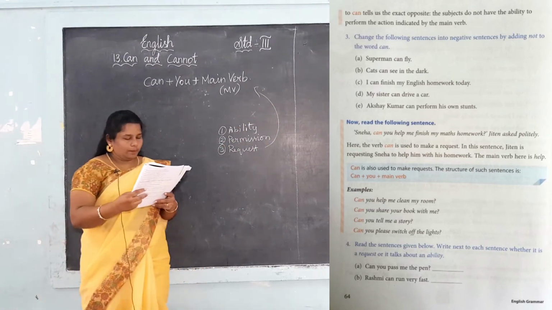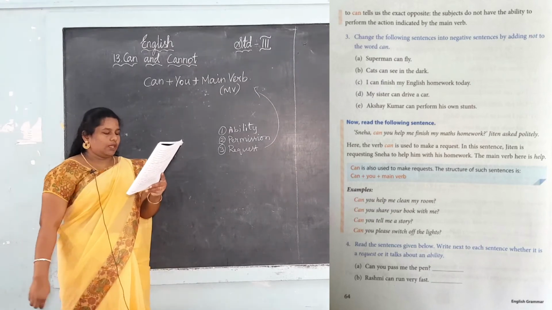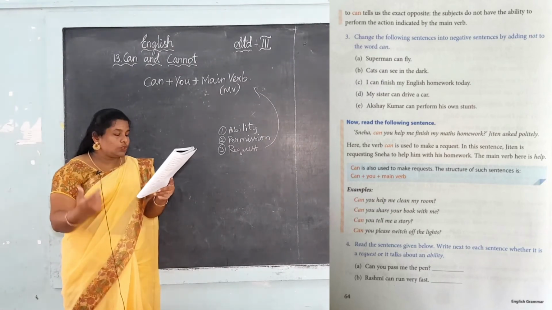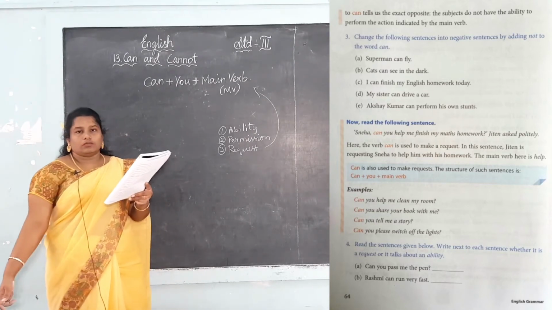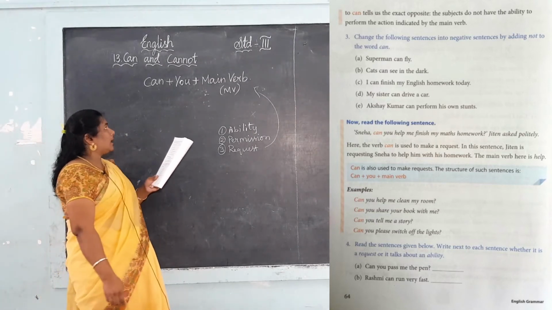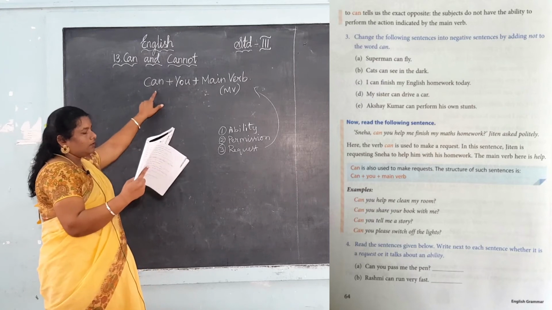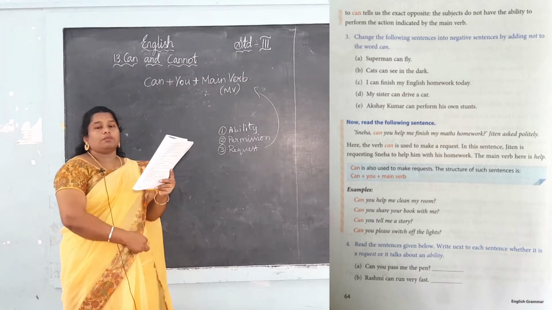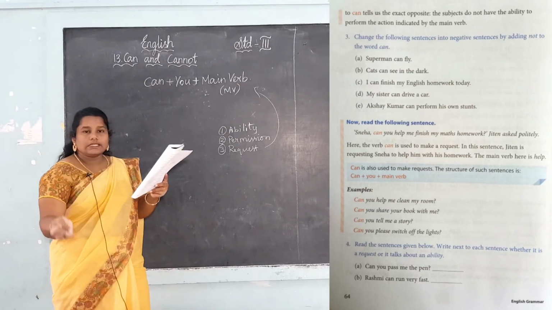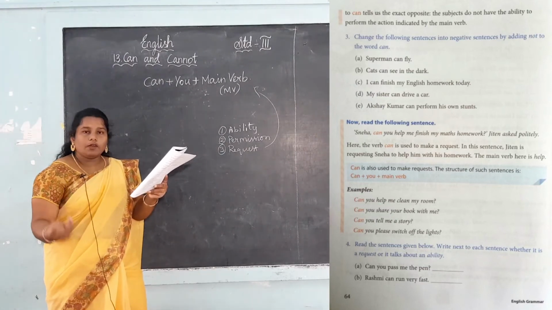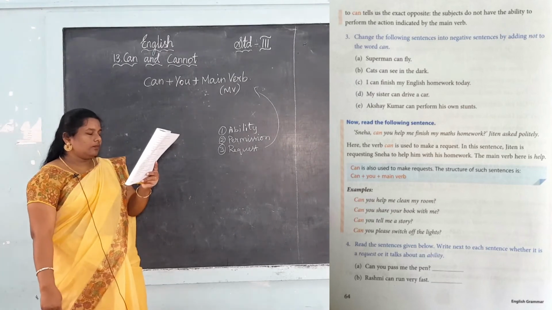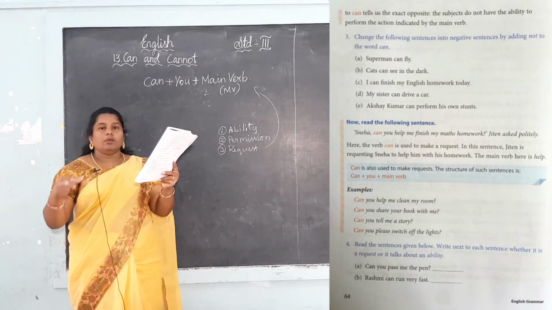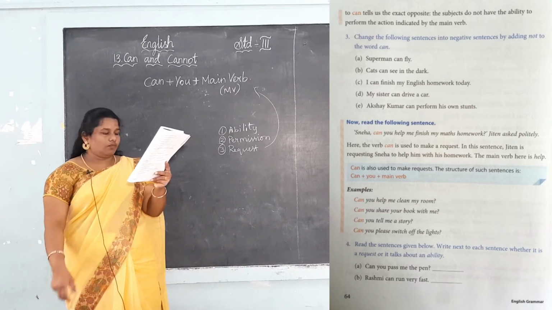Yes, see, can you help me clean my room? Room clean பண்றதுக்கு help பண்றியா? Can you share your book with me? See, can is used here, then you is used here, then the main verb. In the first sentence, what is the main verb? Help. Second sentence, share. Third one, tell. Fourth one, switch off, right? So these are the main verbs given here.